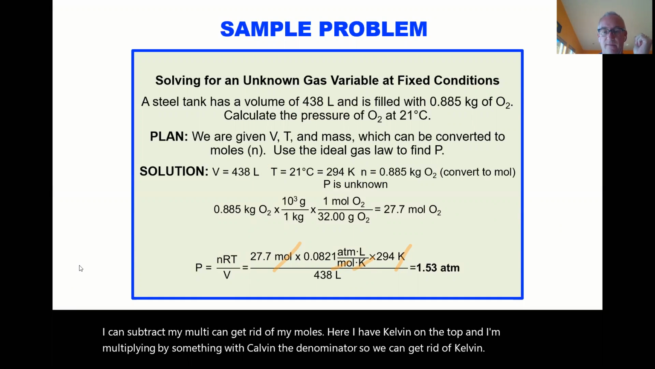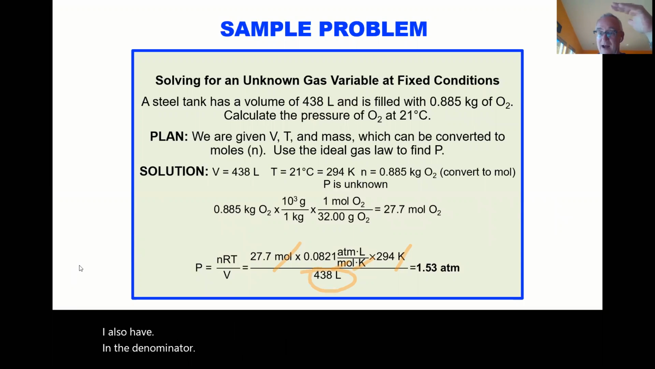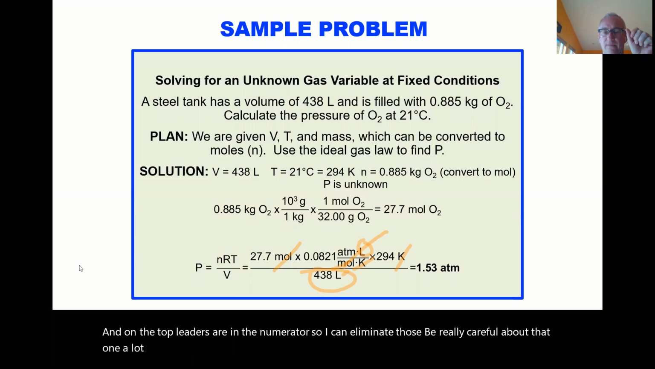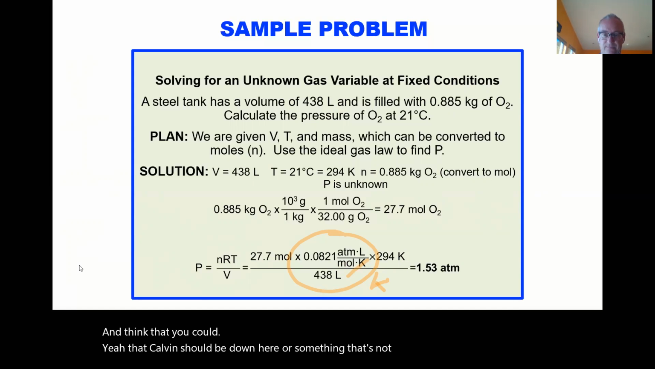I also have liters in the denominator, and on the top, liters are in the numerator, so I can eliminate those. Be really careful about that one. A lot of people will look at that particular expression and think that that Kelvin should be down here or something. Well, that's not the case, because this whole expression is in the numerator.